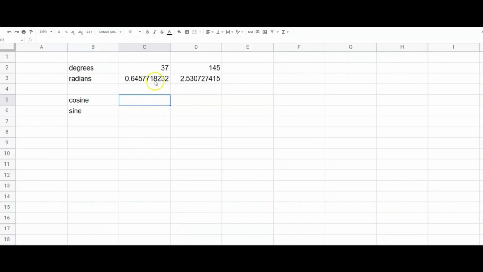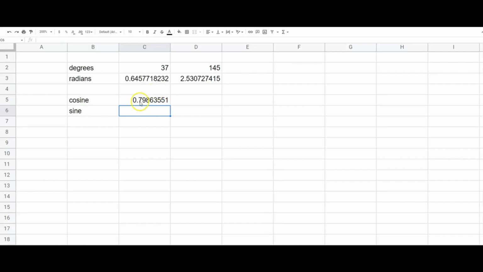Now, here in this Google Sheet, I've set up my two angles. The first one was 37 degrees, and the second one was 145 degrees. I am required to change these into radians because in Google Sheets, the cosine and sine functions only accept input values in radians. So I took my degree value and multiplied it by pi over 180 in order to change these into radians.